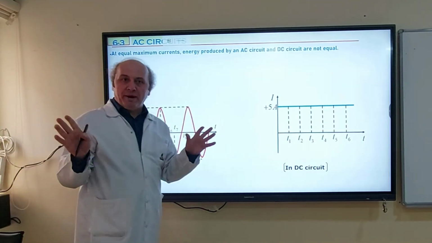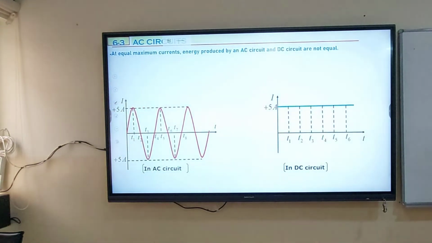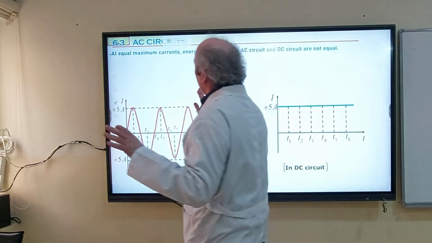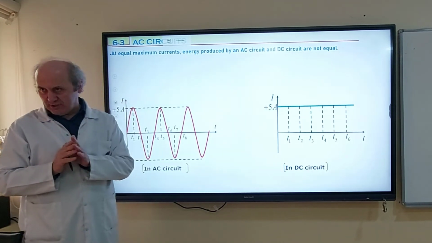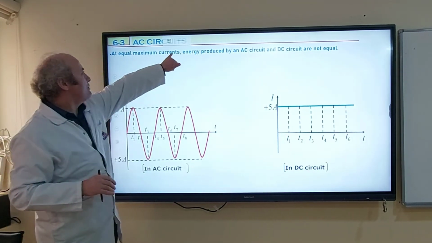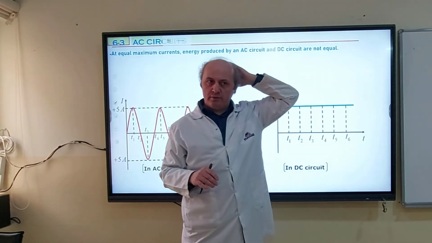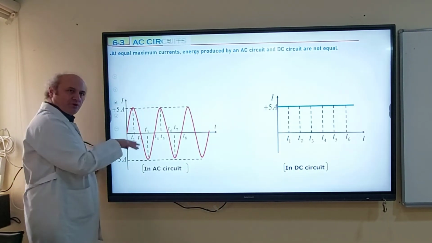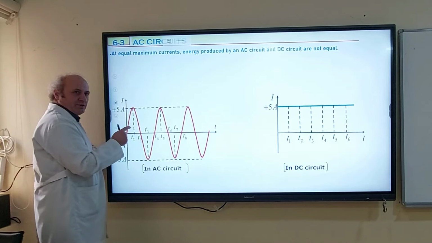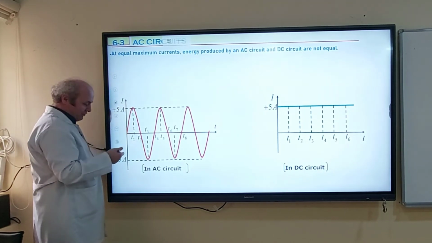Now we'll compare two currents. This first case is comparing two electric circuits. One of them is an AC circuit, the other one is a DC circuit. We will give equal currents to both AC and DC. At equal maximum currents, the energy produced by an AC circuit and a DC circuit are not equal. Why do you think so? This is an AC circuit, you know, only 5 ampere is the maximum value.